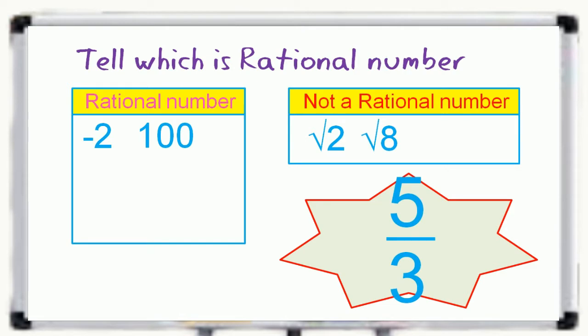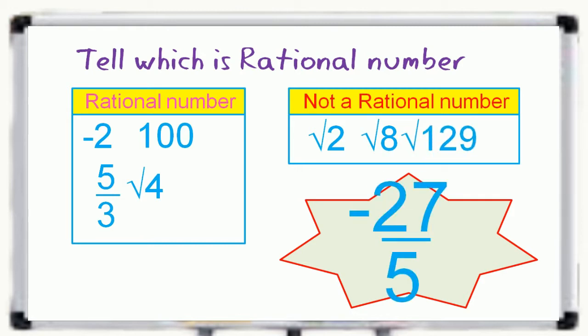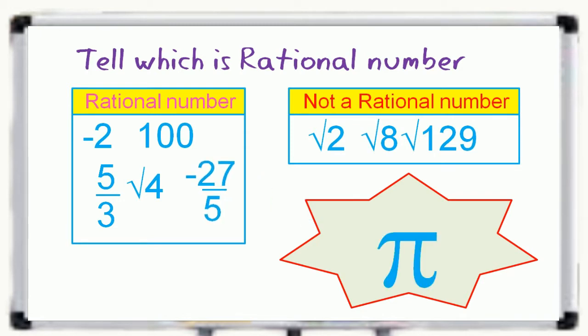Now 5 by 3 is clearly in the form of p by q, so it is a rational number. Now square root of 4. 4 is a perfect square. 4 is equal to 2 square. So therefore square root of 4 is a rational number. Square root of 129, it is not a rational number. Now minus 27 by 5. Minus 27 by 5 is a rational number because it is in the form of p by q. Now pi. Pi is not a rational number.